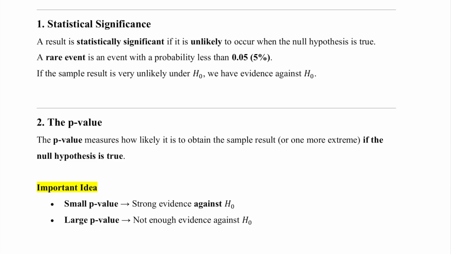Notice that today we are only learning what the p-value means. In the next section, we'll learn how to actually calculate it. For now, just remember this idea. A small p-value means stronger evidence against the null hypothesis. A large p-value means there's not much evidence against the null hypothesis.